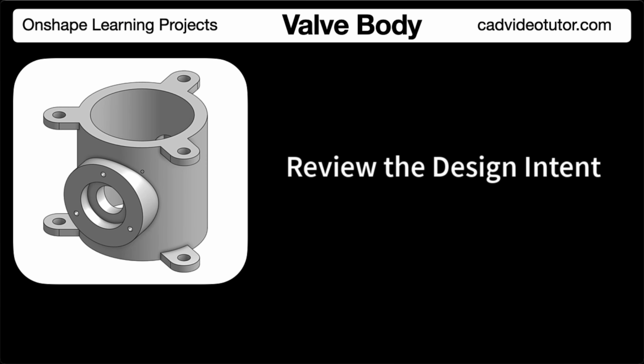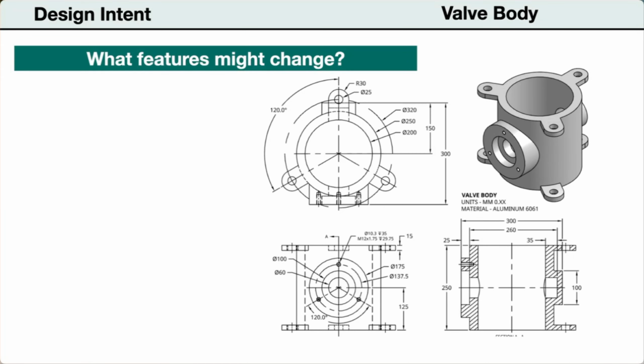Before we model the part in Onshape, let's review the design intent. For this project, we intend our model to be flexible to possible design changes, so it will behave predictably if revised. To start, we need to identify any features that might be changed during the design process. First, the inside diameter of the valve body may need to be changed either larger or smaller. This will cause the outside diameter to also change.